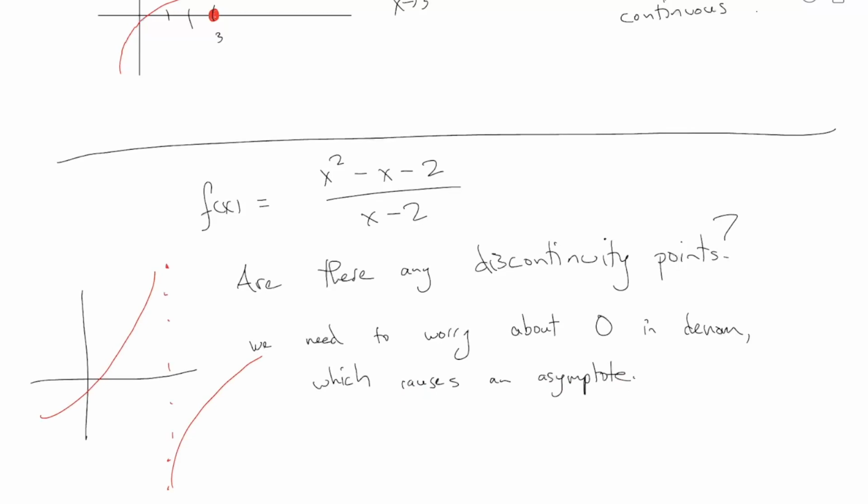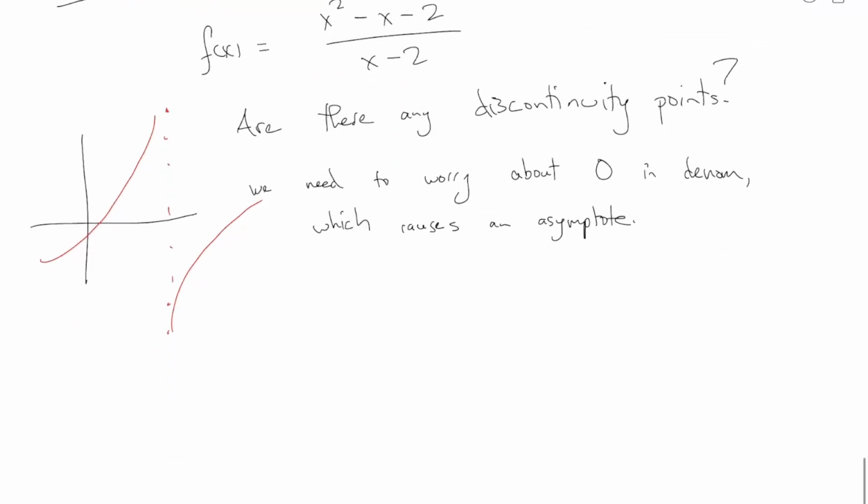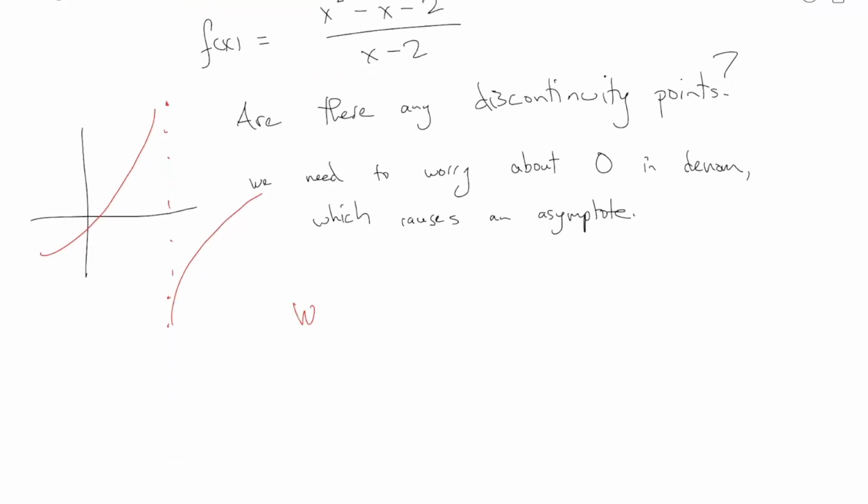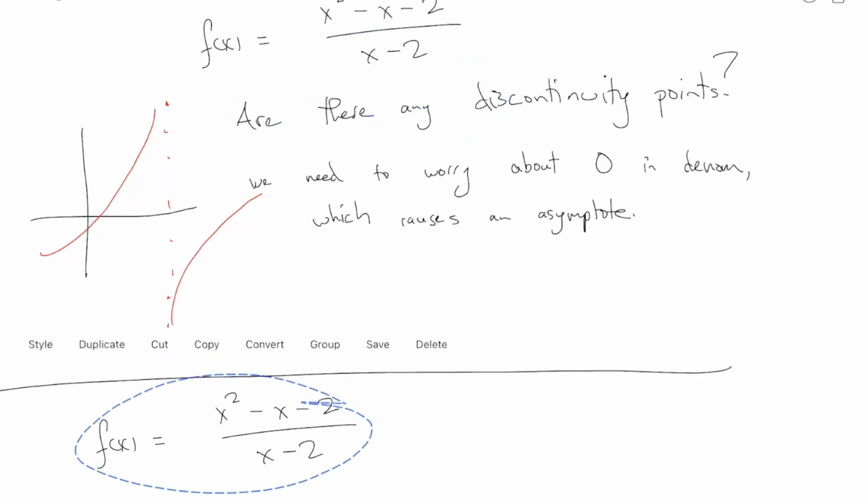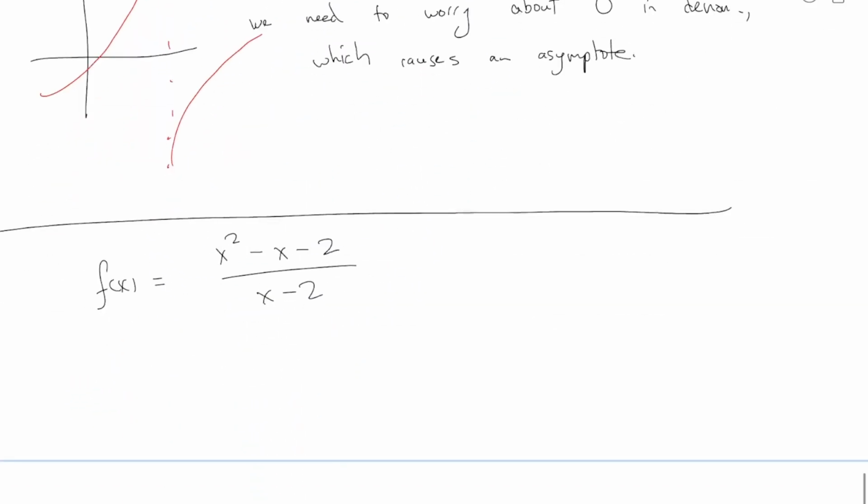So when I ask you, are there any discontinuity points, you can detect this by figuring out, are there any points which make the denominator equal to 0? And in this example, there are. So here, we will get, for this particular example, oh, I picked up the line too. We'll get a discontinuity point when the denominator equals 0.